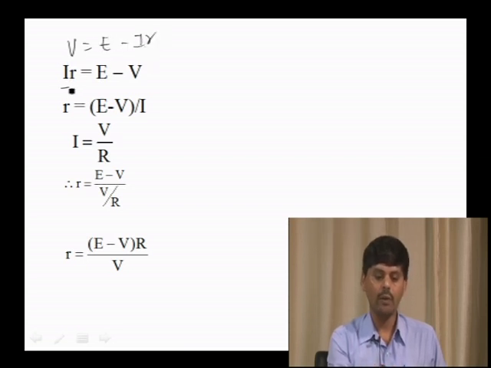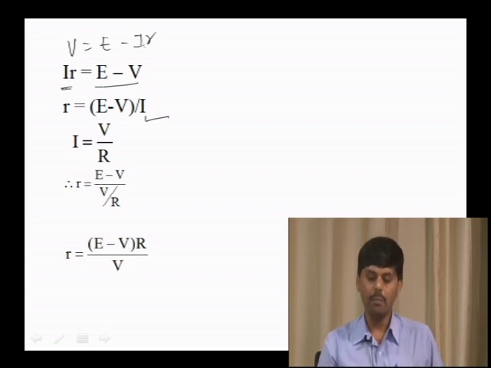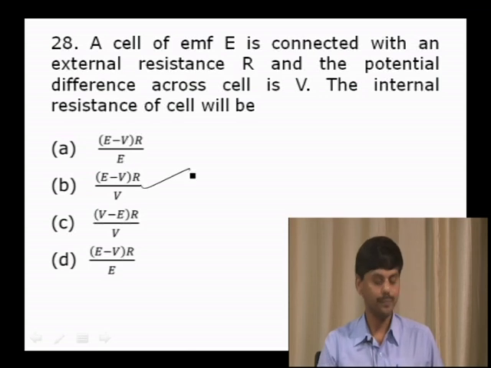If you shift Ir over here, it becomes E minus V. Therefore, r is equal to E minus V divided by I. But we know that from Ohm's law, I is equal to V by R. In place of I, we substitute V by R. R will go up. It becomes E minus V into R whole divided by V. Therefore, the correct option is B. This is the correct option.